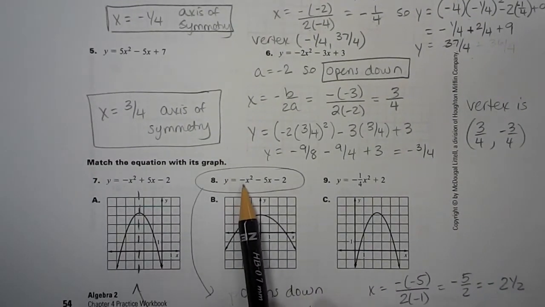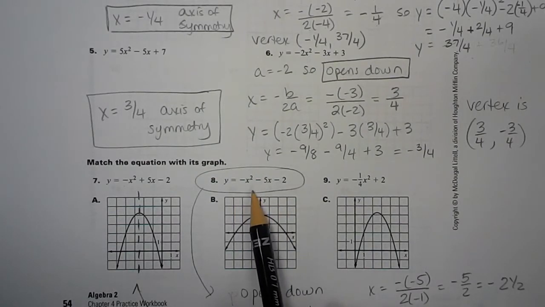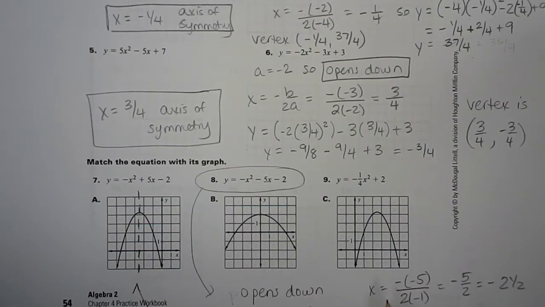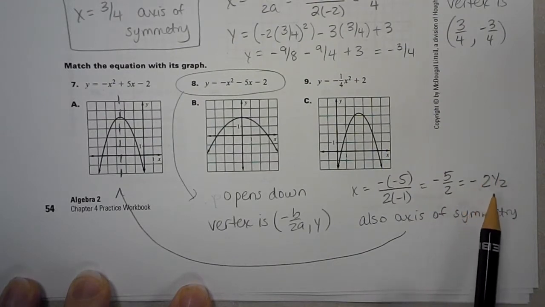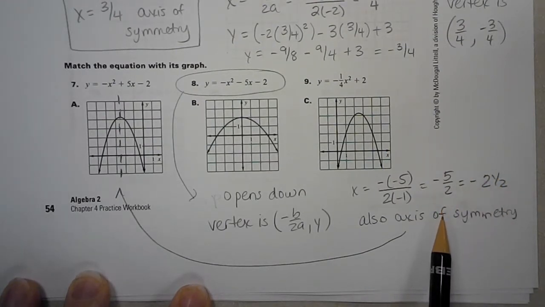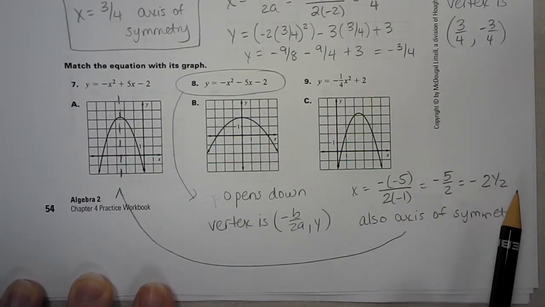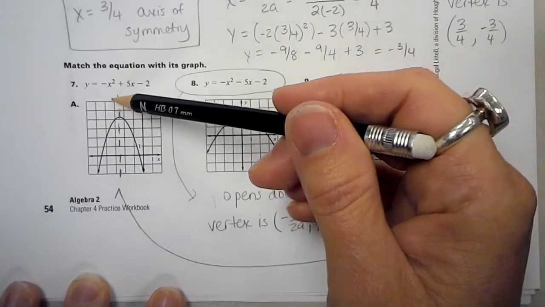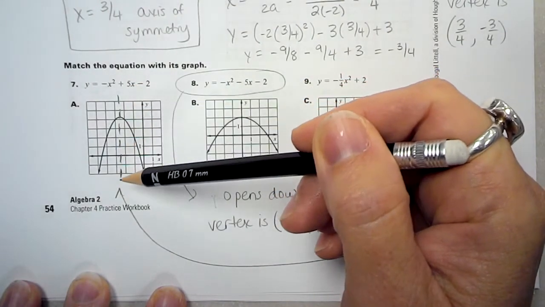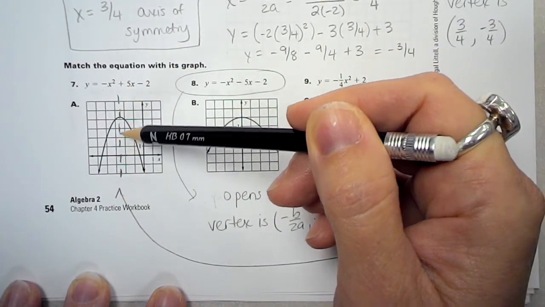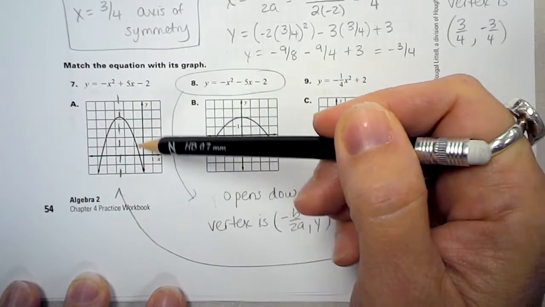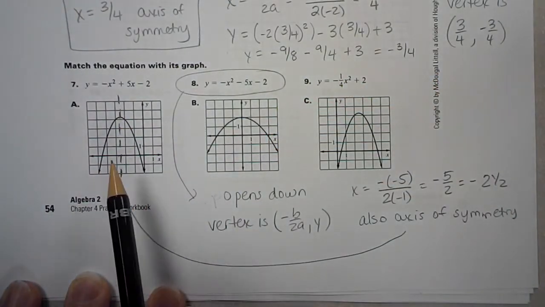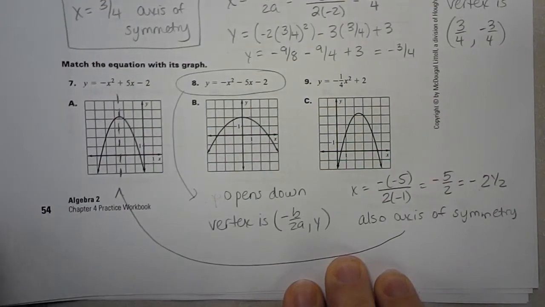Let's look at this one. This is a negative, so you know it's going to point down. The vertex is going to be negative b over 2a. When you do that, x happens to be negative 2.5. This is also your axis of symmetry. So before you even calculate any y values, you can look at this one and notice that the axis of symmetry for this parabola is where x is equal to negative 2.5. So x equals negative 2.5 is my axis of symmetry, and it's also where the parabola mirrors. So we can stop right there because we know that this is the correct answer.